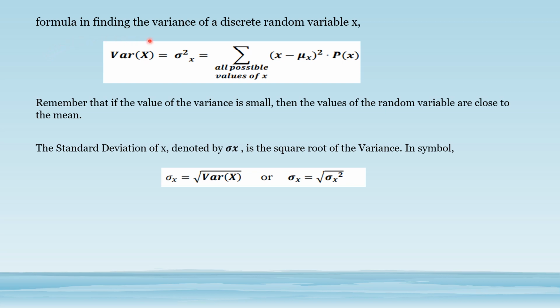The formula in finding the variance of a discrete random variable x is this one. Variance is equal to the summation of x minus mean squared times probability of x. Remember that if the value of the variance is small, then the values of the random variable are close to the mean. The standard deviation of x, denoted by sigma sub x, is the square root of the variance. In symbol, the formula for standard deviation is equal to the square root of the variance.